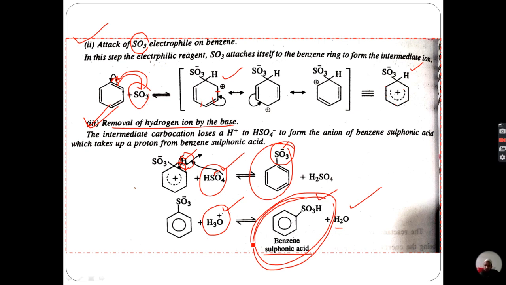Okay? So we have now discussed the electrophilic substitution reaction number 1, that's nitration. Number 2, sulfonation. So now we have one more left, that is halogenation. Okay? So that we'll do in the next class.